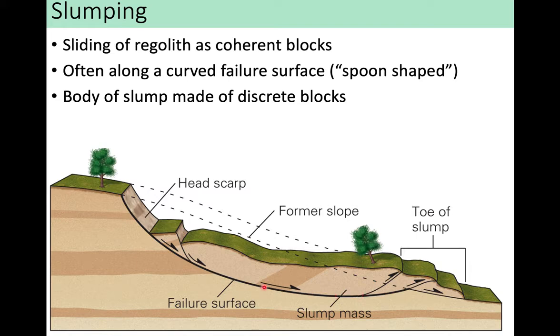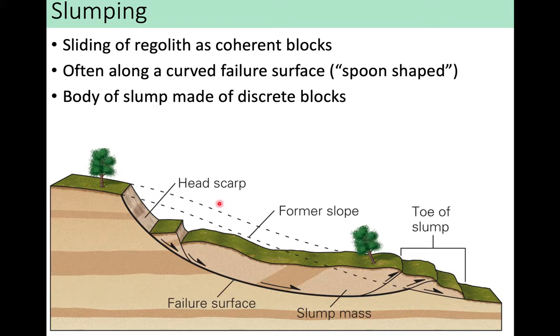So here we have our failure surface. So this along here, if you can see my laser pointer, this is the failure surface where the slump occurs. So the land used to be along this dotted line, and it has slumped downward. So we usually say that it causes a spoon shape. So the failure surface must be this curved spoon shape. And we end up with a visible scar. We call this the head scarp. This is the visible underneath layers that are now visible now that this slump has happened. And we also have accumulation down here at our toe.